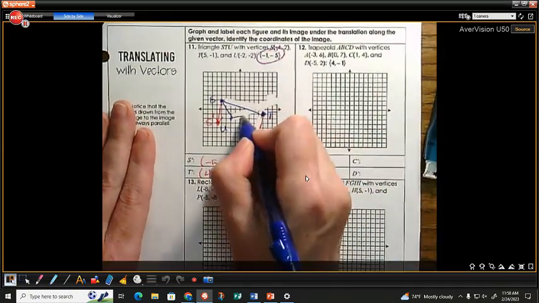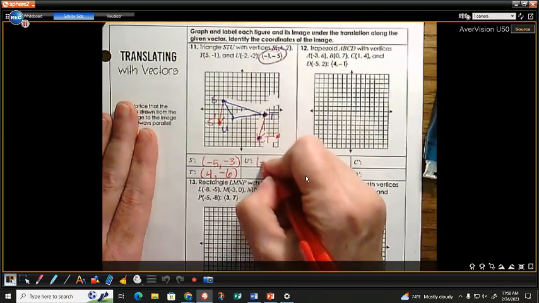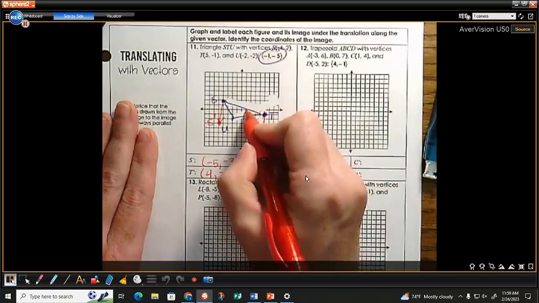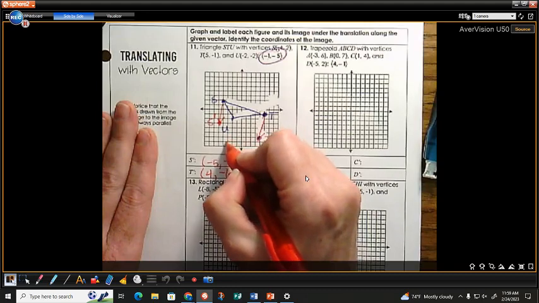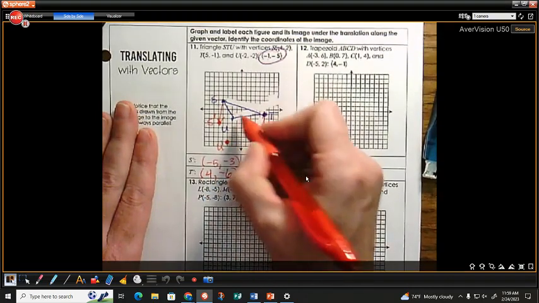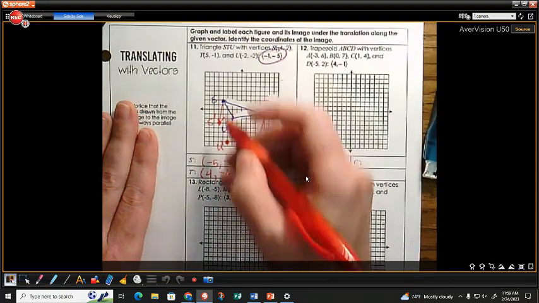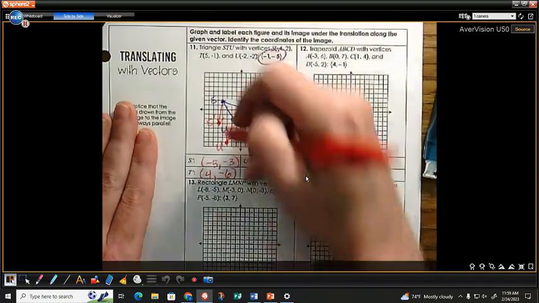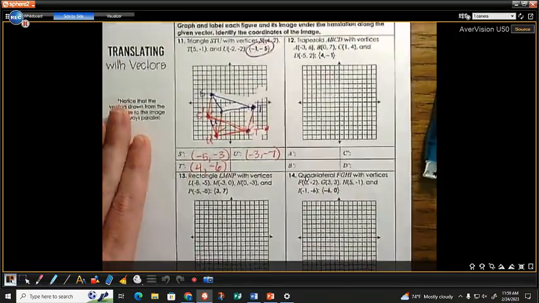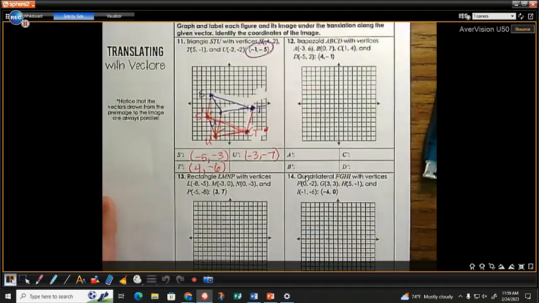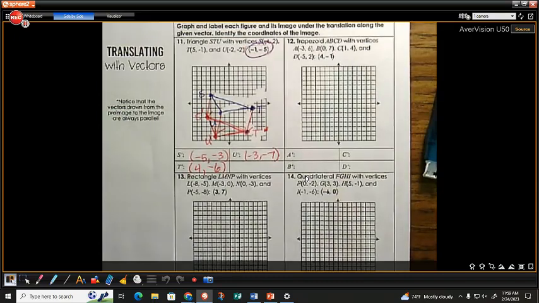And then U prime? -3, -7. So -1, 2, 3, 1, 2, 3, 4, 5, 6, 7. Let's see. Is that left 1 and down 5 from my original U? Looks like it is. So there is my translated image using vectors. Wow, was it almost exactly the same as doing it with coordinate notation? Yeah. Wow, you're impressed.